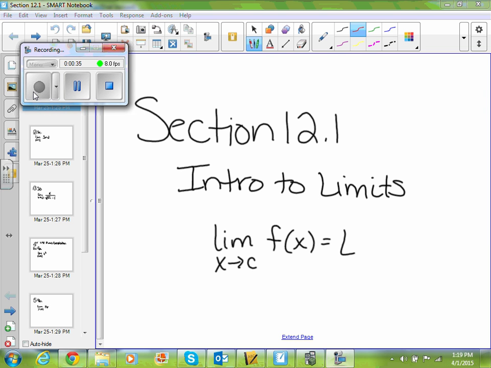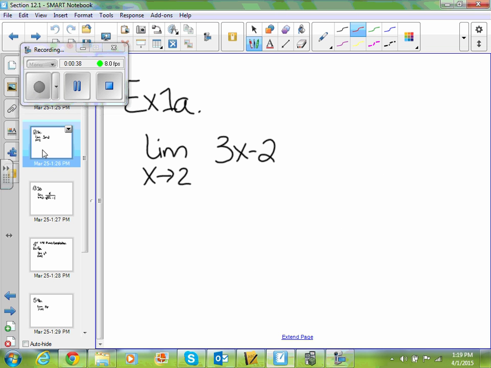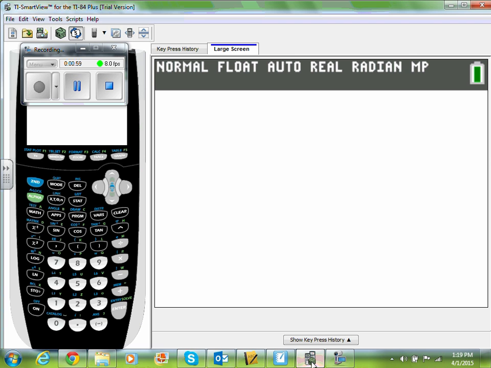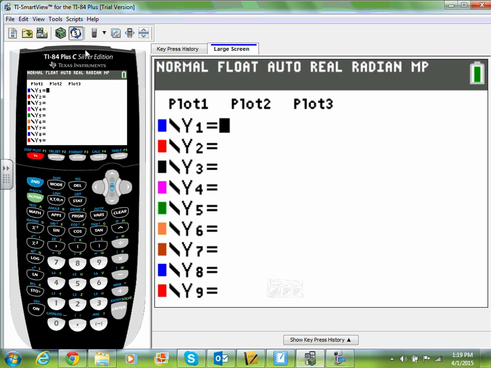Okay, and there's lots of different ways to look at limits. The first way we're going to look at limits is by graphing. So we're going to graph 3x minus 2, and we're going to find the limit as x approaches 2. Okay, so I'll go ahead and graph 3x minus 2 into your graphing calculator.